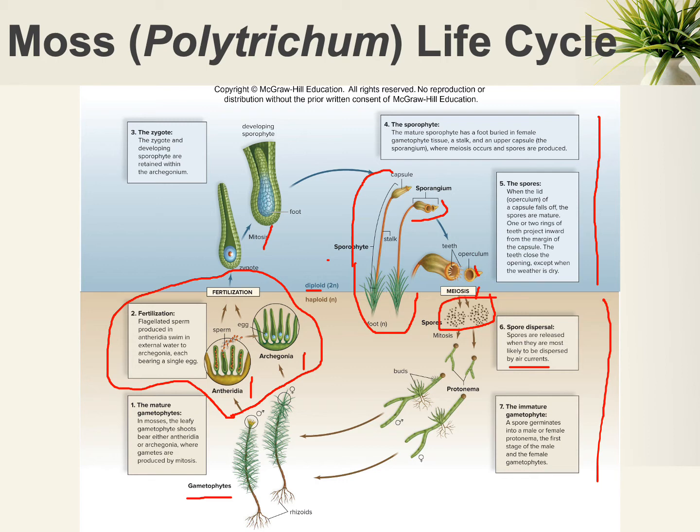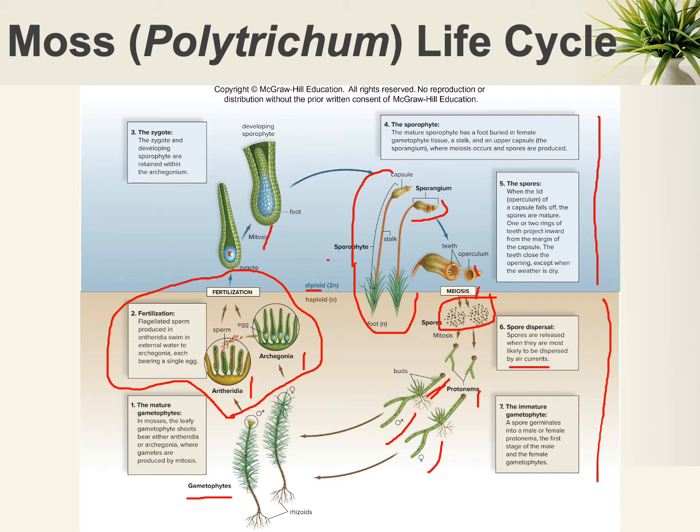A spore germinates into a male or female protonema, which is the first stage of the male and the female gametophyte. Then they will carry on the growth by budding, and it will become either a male or a female. Okay, so then the life cycle continues again. That is the end of the bryophyte life cycle. An example we have here is the Polytrichum, which is a moss.